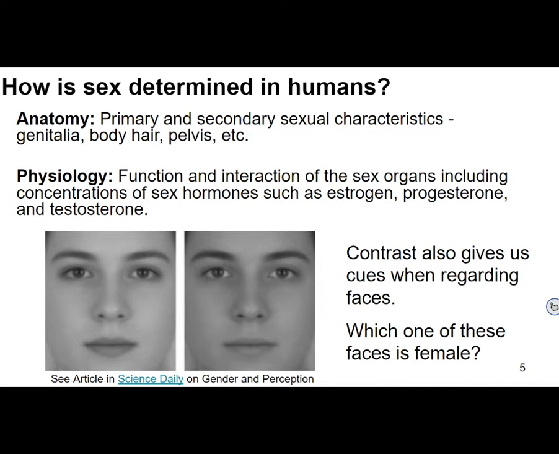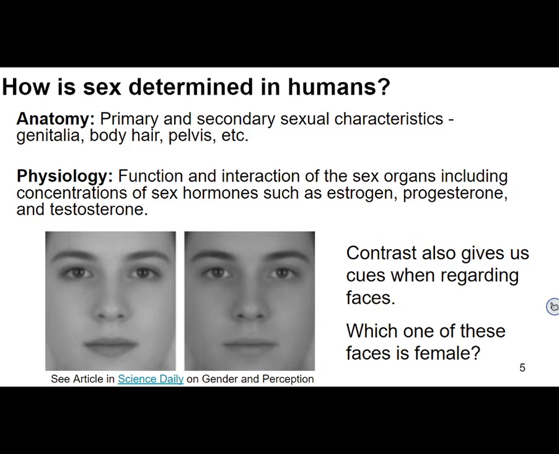All right, so how is sex determined in humans? Anatomy, primary and secondary sexual characteristics. Usually we look for genitalia, body hair, the pelvis, and you can tell bone structure and different things like that. Physiology: the function and interaction of the sex organs, including concentrations of sex hormones. So what kind of hormones do you have in your body? Such as estrogen, progesterone, testosterone.